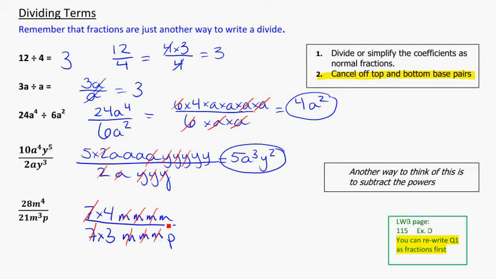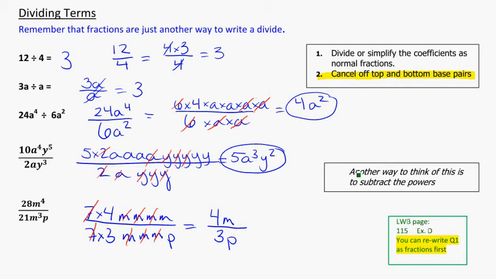And what's left here? You'll notice this time, unlike the previous problems, there's still stuff left on the bottom as well. So we would leave that on the bottom, and we'll just simplify again. There's a 4 and an m on top, and on the bottom there's a 3 and a p. So we're left with 4m divided by 3p.